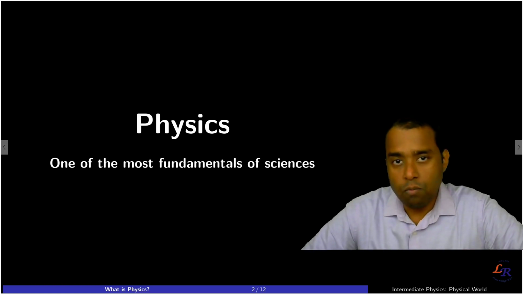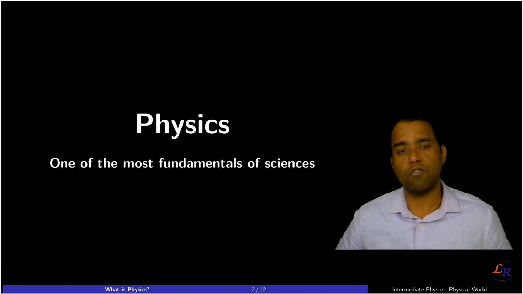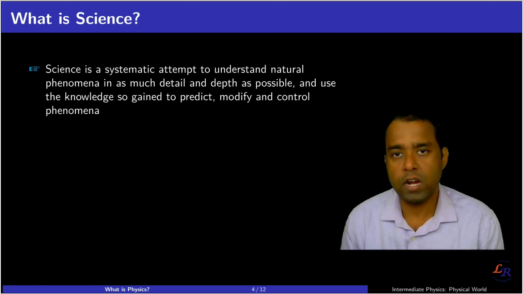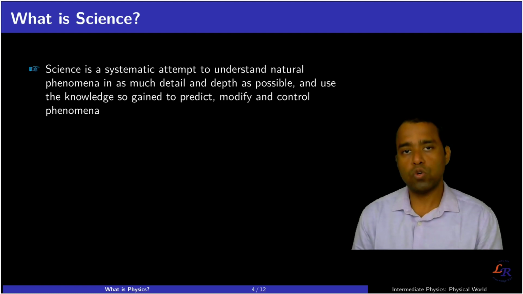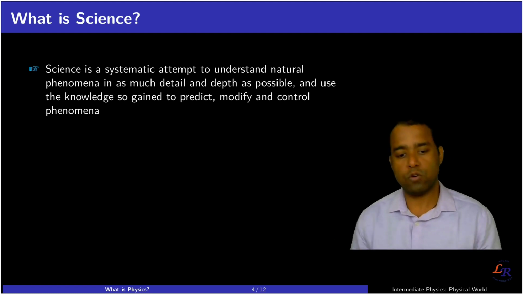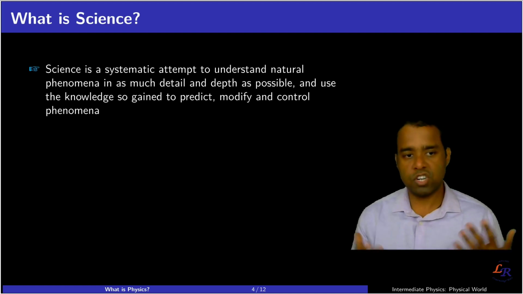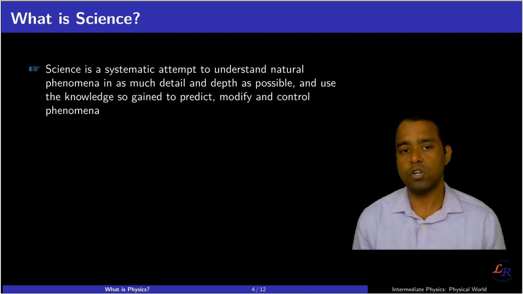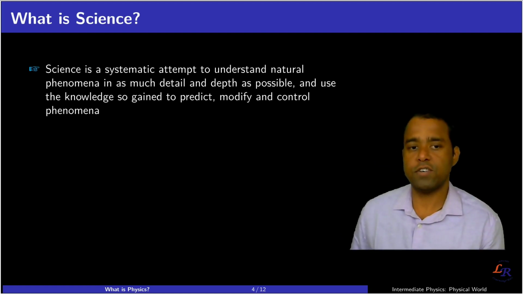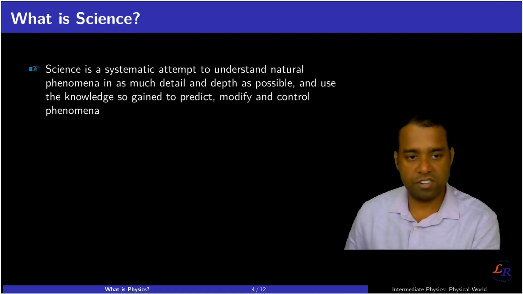Physics is one of the most fundamental of sciences. So the question comes, when we say that physics is one of the most fundamental of sciences, then what is science? Science is a systematic attempt to understand natural phenomena in much deeper and greater detail, and also to use this learning, the understanding from these phenomena, to predict and to modify or control other phenomena based on it. So now you understand that it is nothing but a systematic attempt to understand natural phenomena. And why understand it? So that we can predict, modify and control phenomena based on similar events.